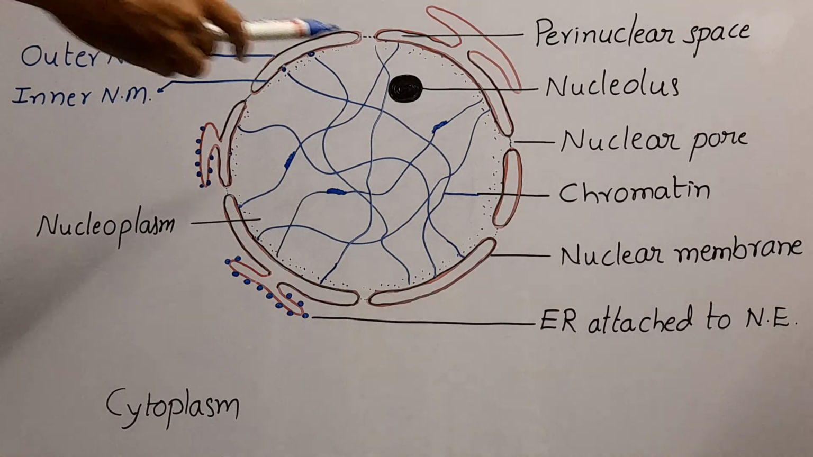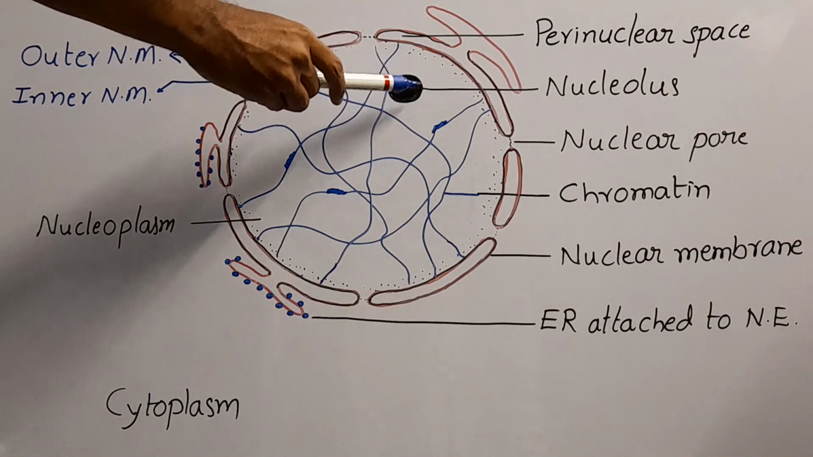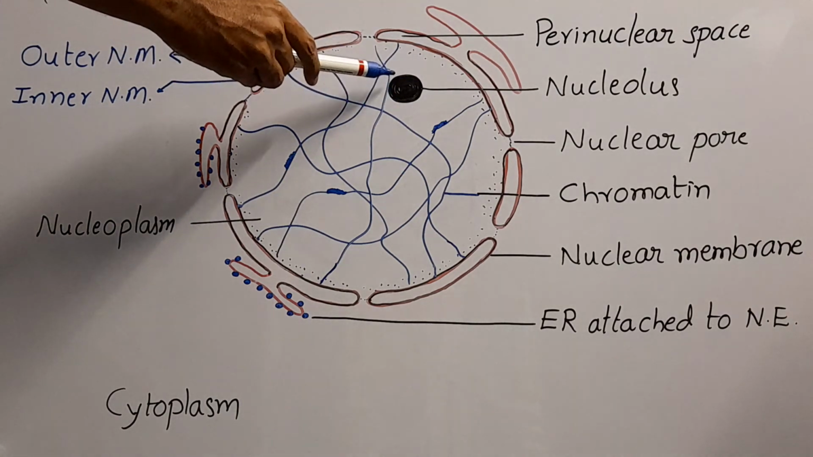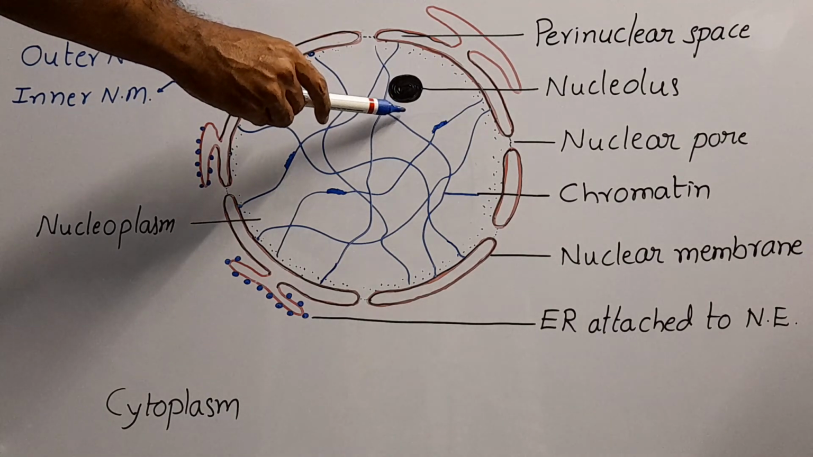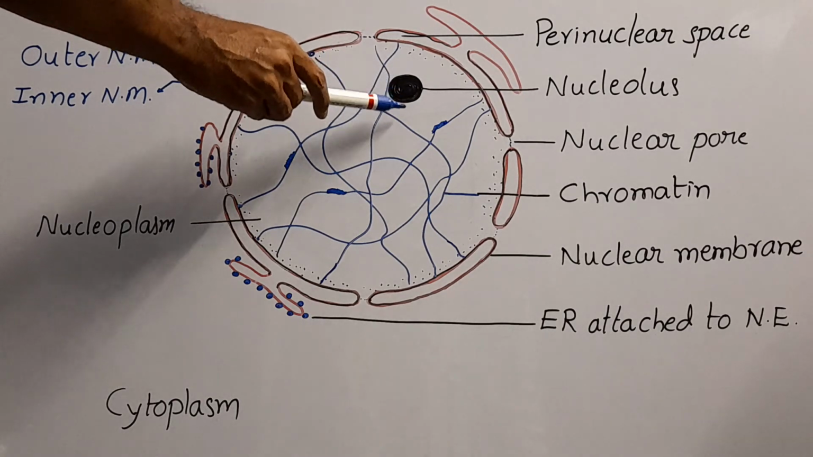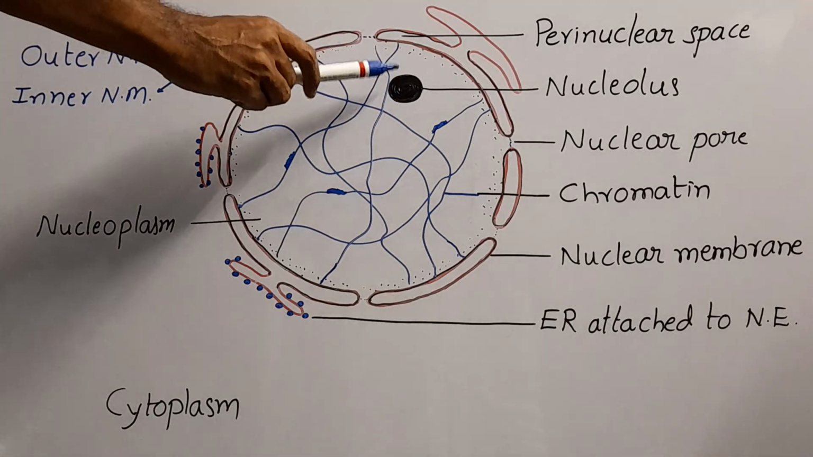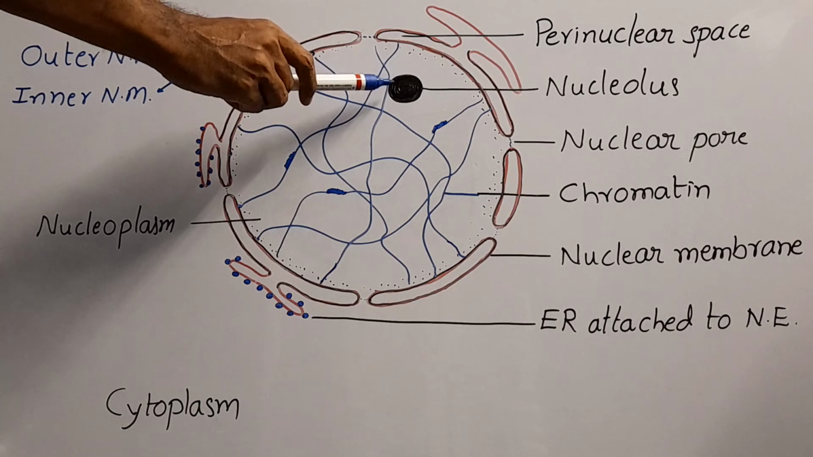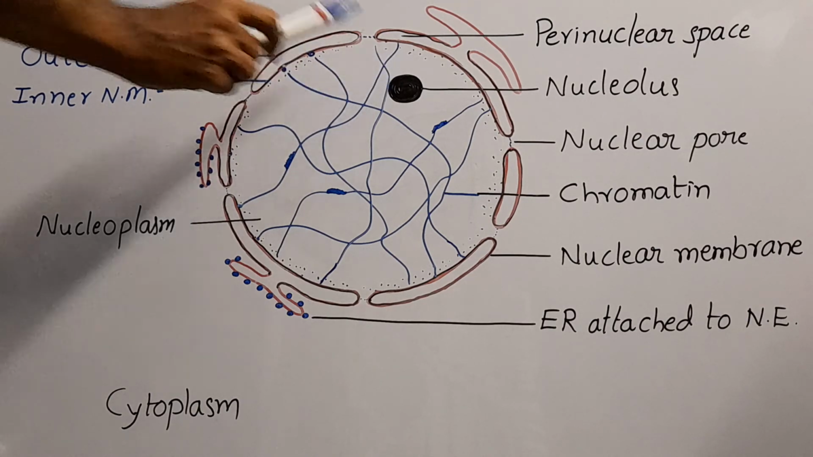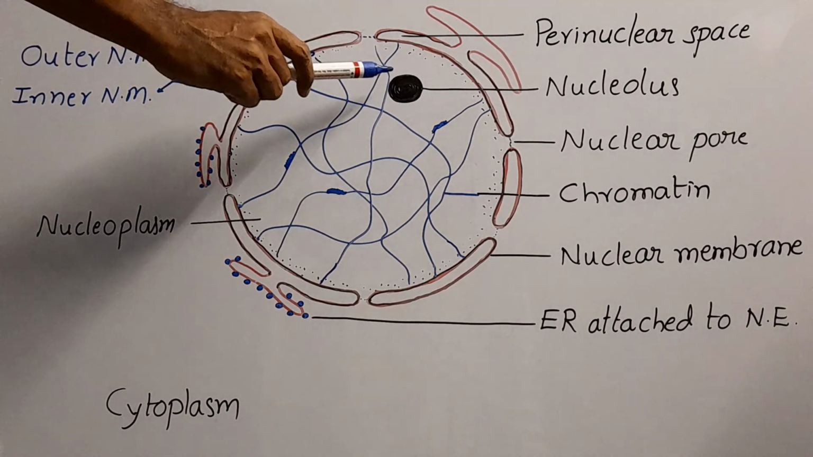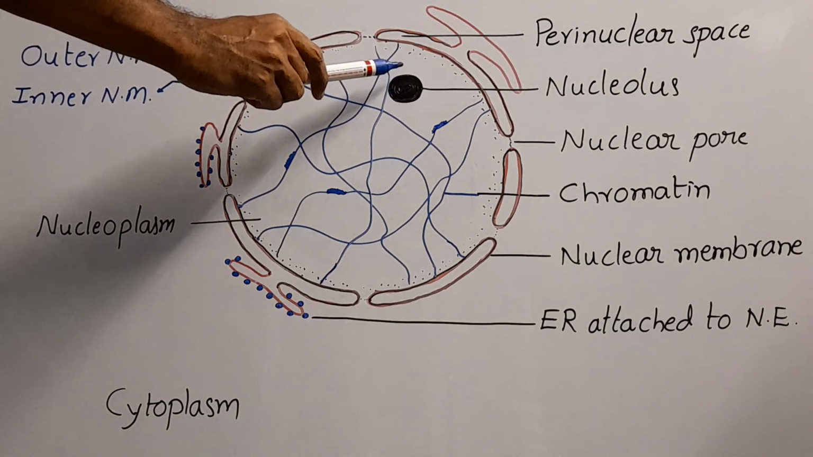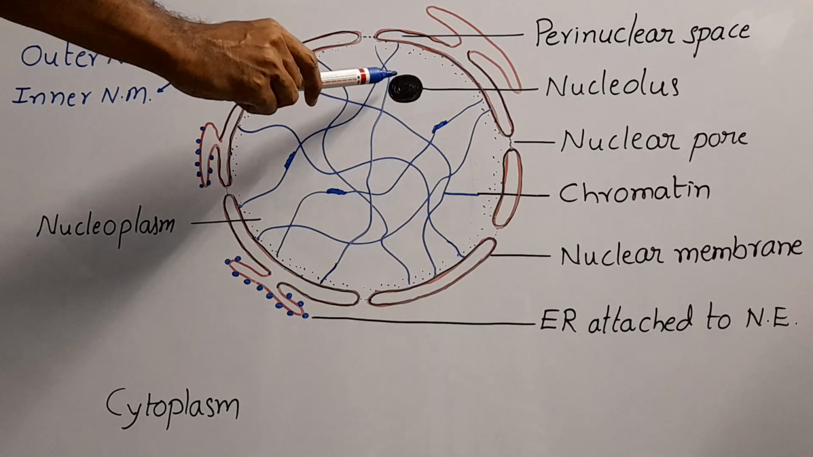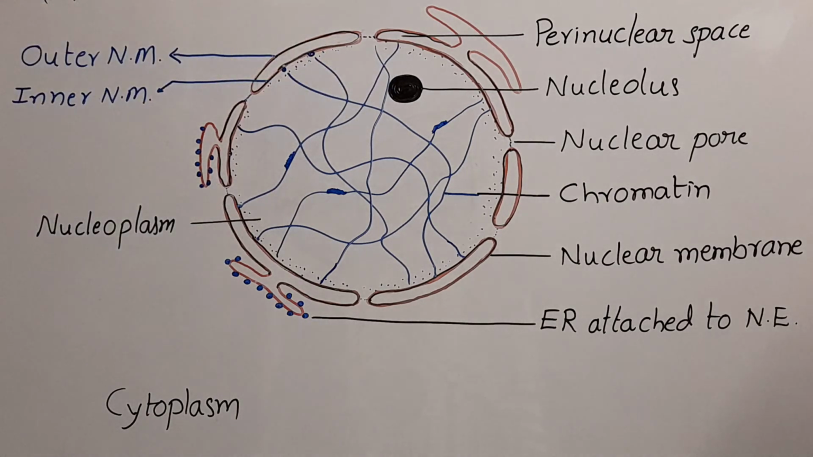In the nucleolus, no membrane is present. The contents of the nucleolus are continuous with the nucleoplasm. Generally, the main function of the nucleolus is to synthesize rRNA or ribosomal RNA, and the nucleolus is also involved in ribosome synthesis. So ribosomes are synthesized in the nucleolus, and it stores nucleoproteins also.